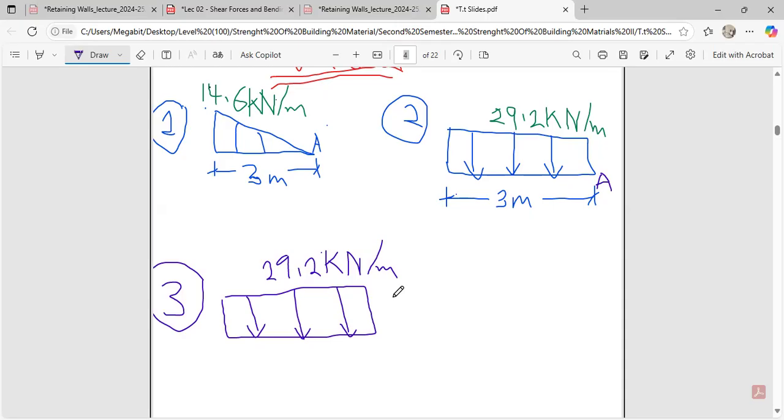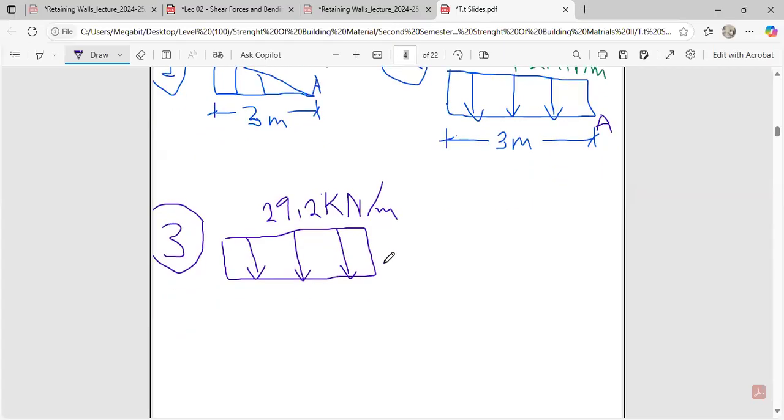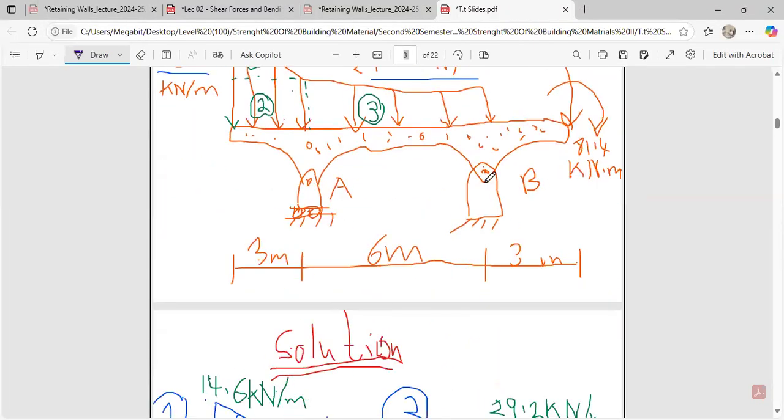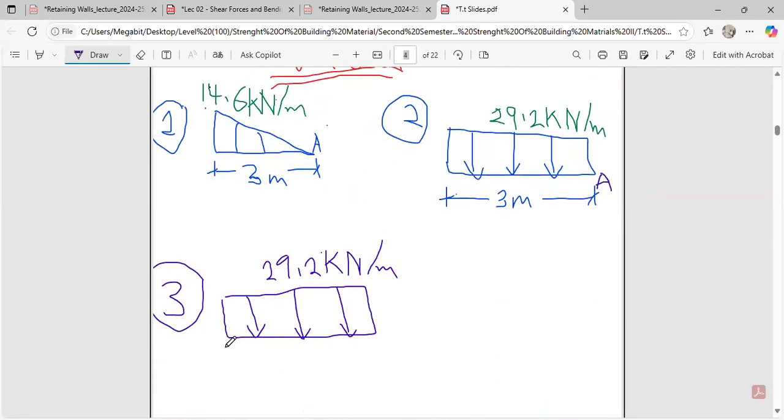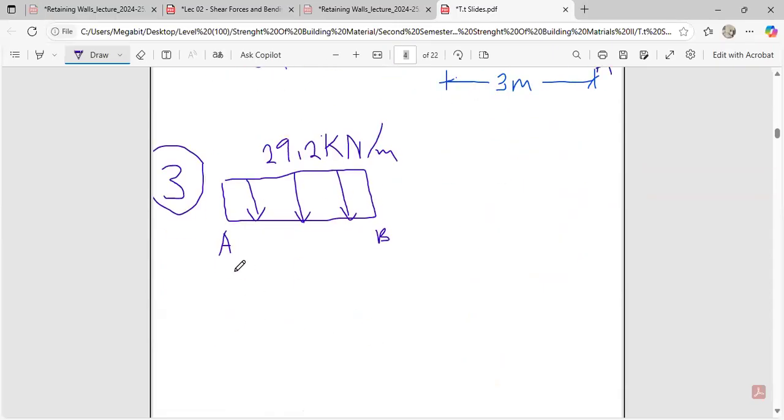So from there, the next thing we are going to be doing is, over here, you realize that this is support A and this is support B. So section 3 has two supports, support A and support B. And the span is what? The span is, I think, 6 meters.